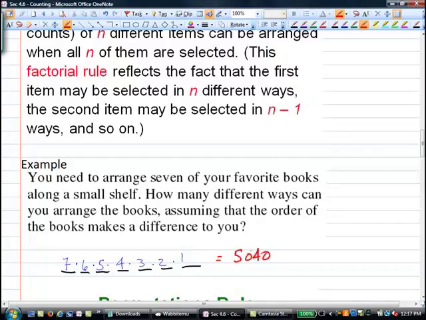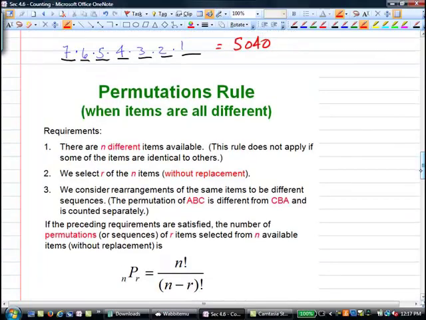So we're counting the number of ways that we can do something. The permutations rule, when all the items are different. The requirements are that you have n different items available, and we're going to select r of those n items without replacement. We consider the rearrangements of the same items to be different. So ABC is different from CBA. Even though it uses the same letters, it's actually a different arrangement. So we can use permutations when we're trying to come up with passwords. With permutation, order matters. That's the thing to keep straight.